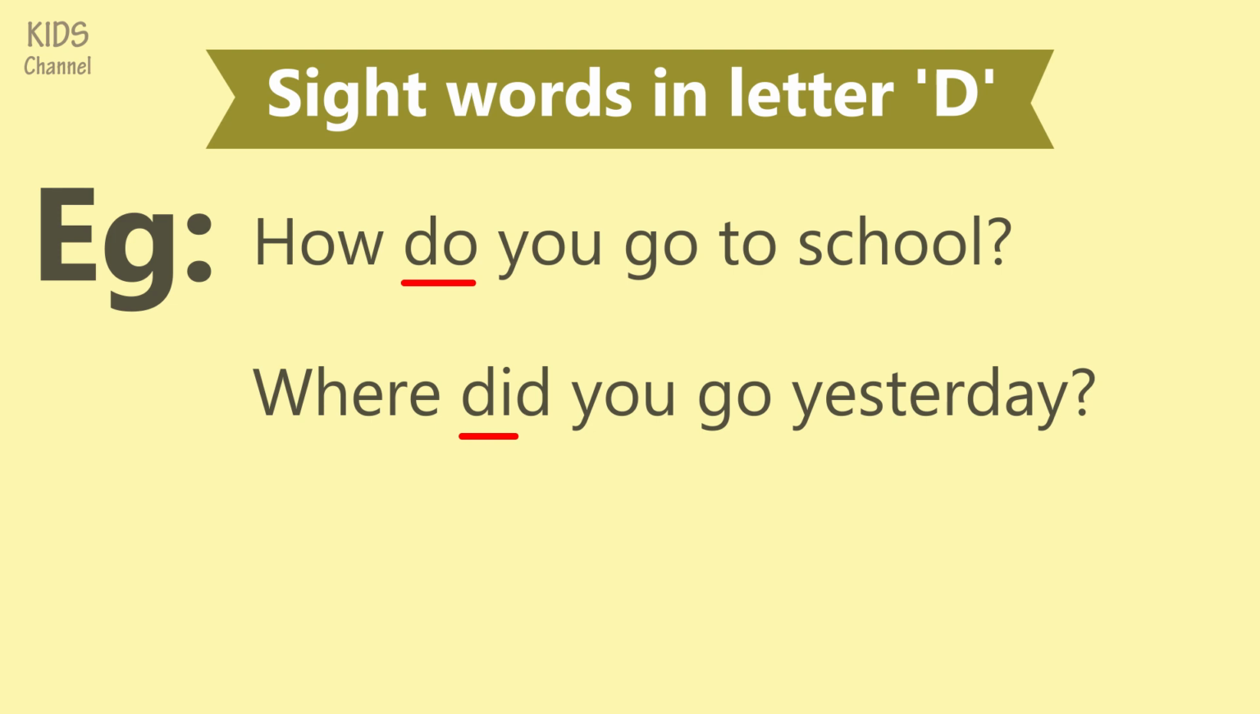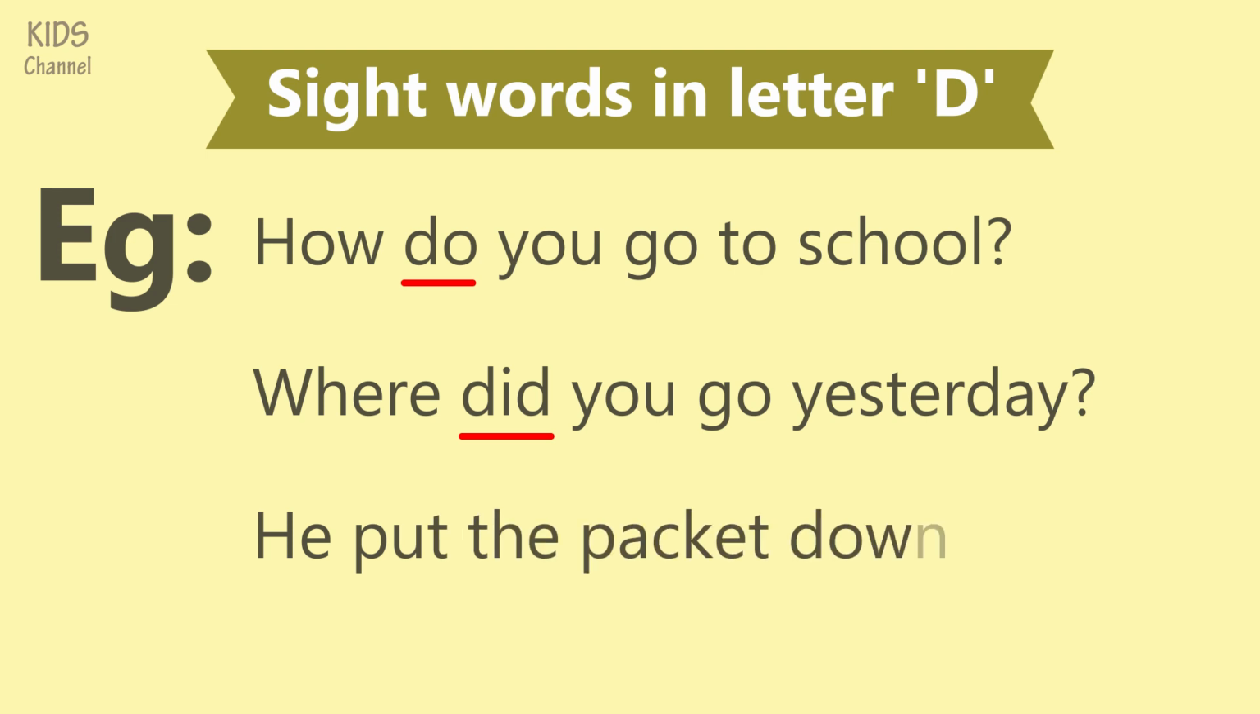Here, did is a sight word in letter D. Example 3. He put the packet down. Here, down is a sight word in letter D. From the above examples, do, did, down are the sight words that you can identify from the letter D.